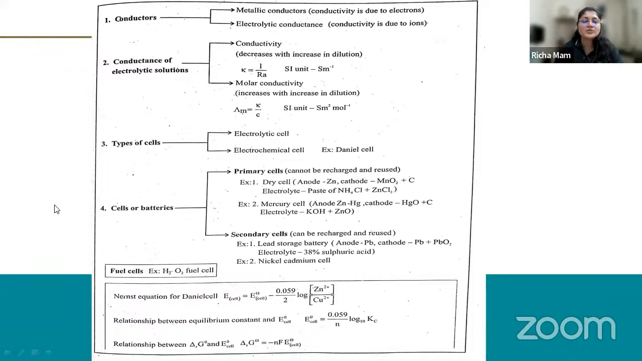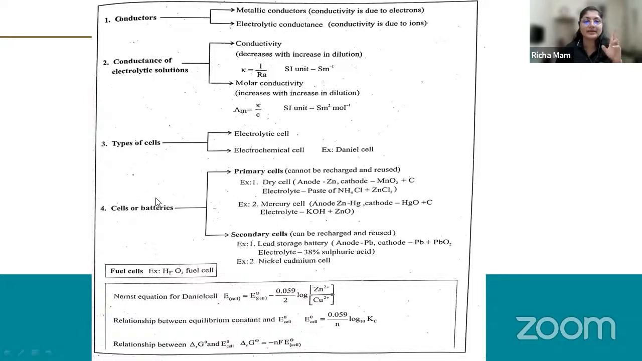What is the role of this battery or cell? It converts chemical energy into electrical energy by the redox reaction. Simultaneously, oxidation and reduction take place, so the chemical energy is converted into electrical energy. This is the role of the battery or a cell: it converts chemical energy into electrical energy by a redox reaction.